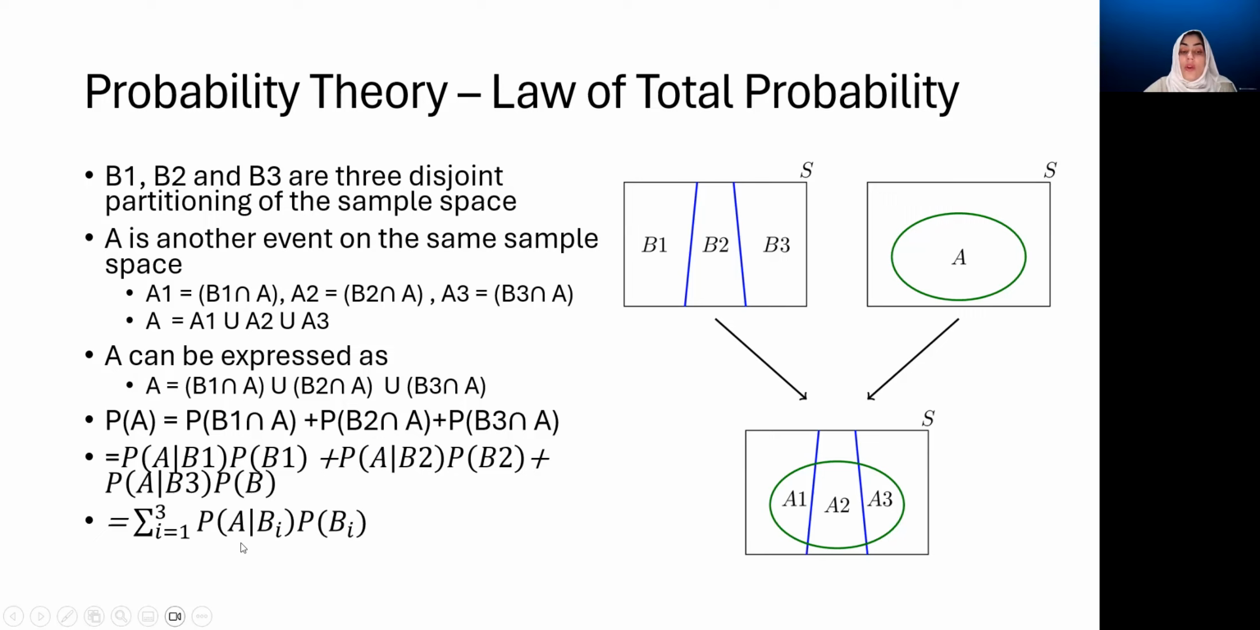Now, if we sum all of them together, we actually get back the probability of A. It is basically the law of total probability, which says that if you have your sample space partitioned into disjoint sets, and then you superimpose those partitions over an event on the same sample space, then you can get the probability of that event using this expression, which is P of A given Bi, where the Bi are the partitions of the sample space, times the probability of these Bi.